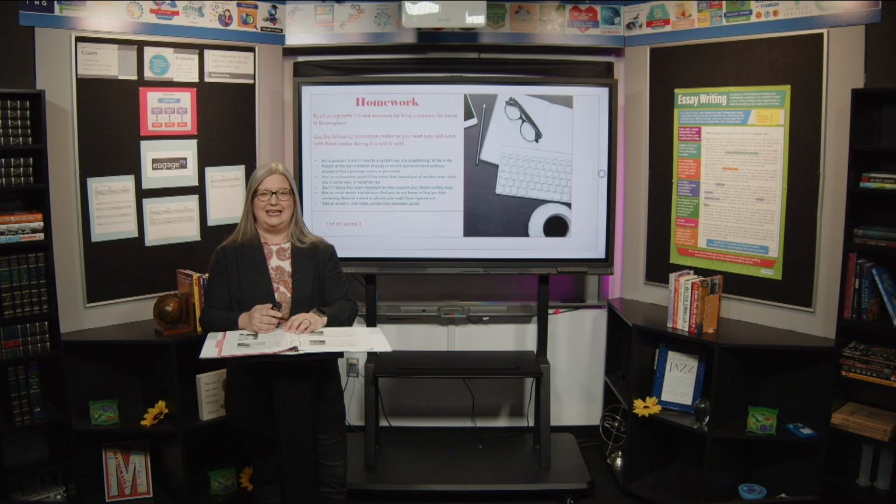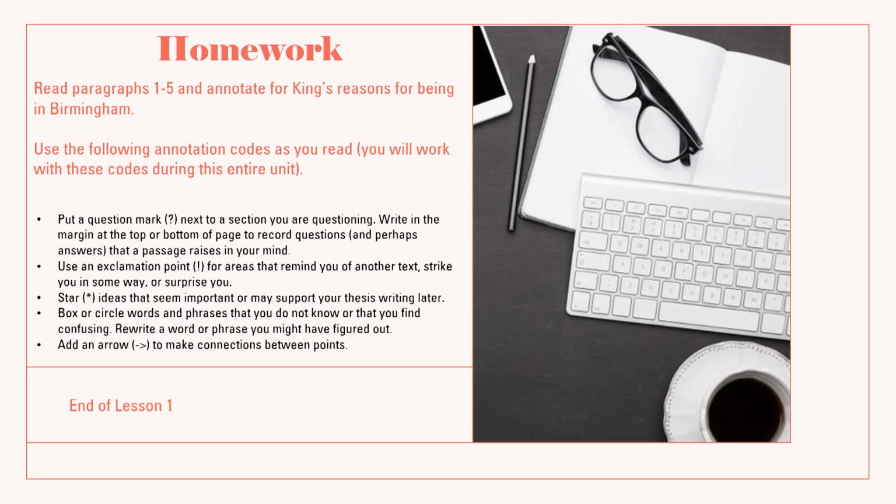All right, last thing. I told you guys that we will have homework. So I want you to reread paragraphs 1 through 5. And I want you to annotate King's reasons for being in Birmingham. You will hear that over and over. Use those annotation codes that you see on your screen. I want you to put a question mark next to a section that you are questioning, right in the margin or at the top, somewhere near, to record whatever questions you have and whatever answers may come to mind. Kind of just guesstimate. What do you think the answer might be?